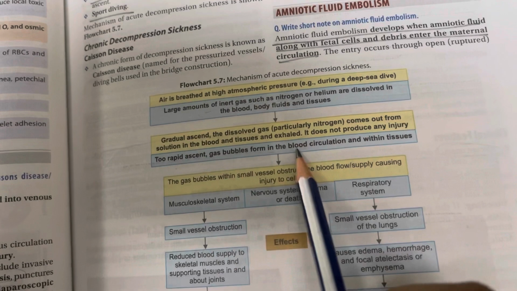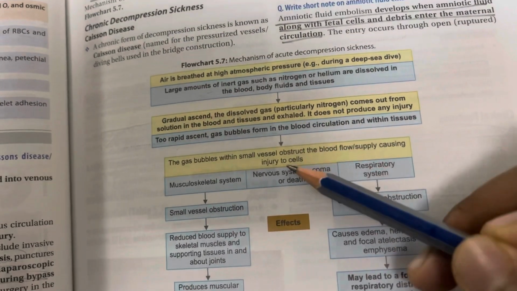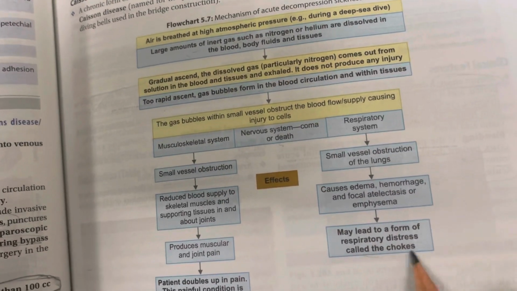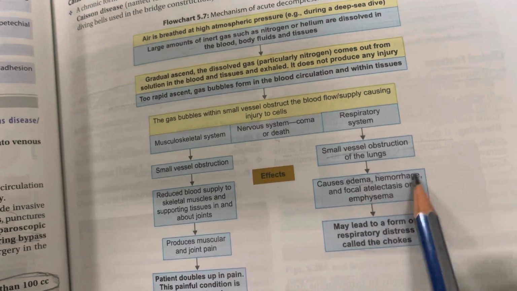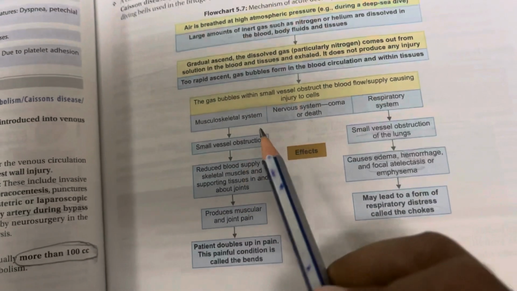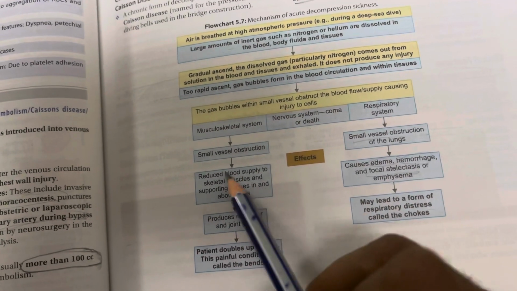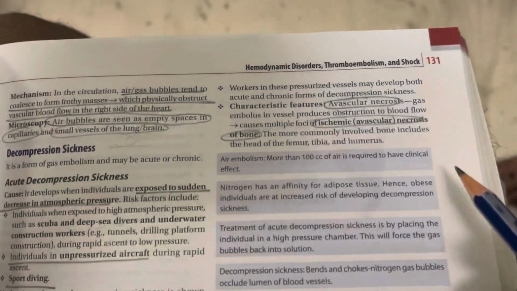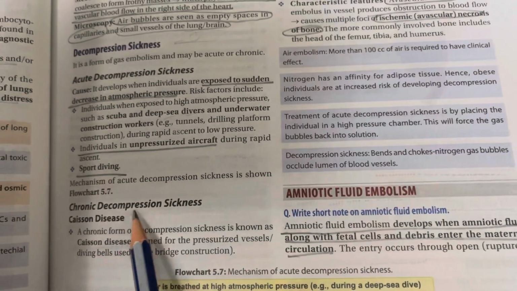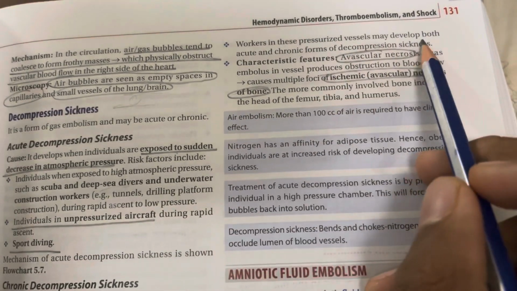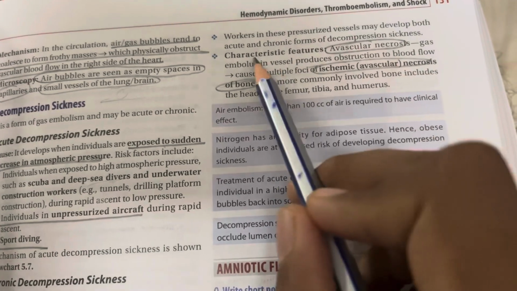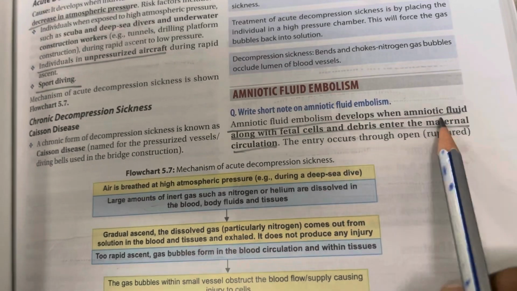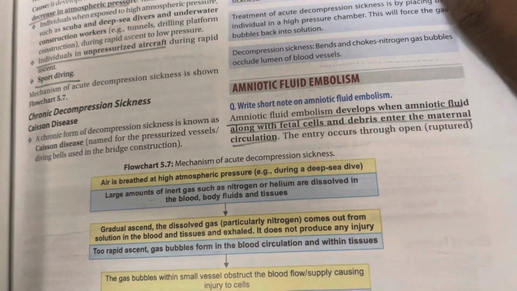But with too rapid an ascent, gas bubbles form, and if they enter the nervous system, they cause coma or death. If they enter the respiratory system, it causes respiratory distress called chokes. So there is small vessel obstruction of the lungs and it causes edema, hemorrhage, and focal atelectasis or emphysema. And again, if it enters the joints, it reduces the blood supply to the skeletal muscles and produces muscle pain, which is called bends. Okay. So again, workers in pressurized vessels may develop both acute and chronic forms of decompression sickness, the chronic form called Caisson's disease. A characteristic feature of the chronic form is avascular necrosis of the bone. Next, amniotic fluid embolism develops when the amniotic fluid along with fetal cells and debris enters the maternal circulation.